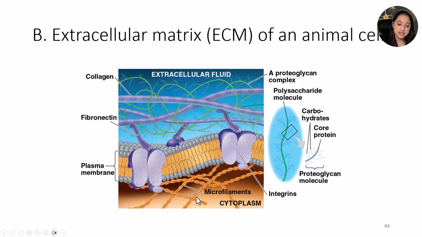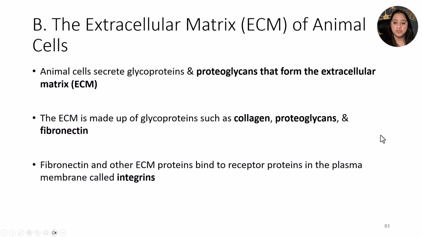So there's all this stuff, again, kind of like the cytoplasm on the inside. You don't see the cytoskeleton typically, but there are all these fibers. And on the outside, too, there's a lot of stuff that's not typically pictured in a picture of a cell, but here are all these things sticking out. So the extracellular matrix is made up of glycoproteins like collagen, proteoglycans, and fibronectin. And fibronectin and other extracellular matrix proteins bind to receptor proteins in the plasma membrane that are called integrins.